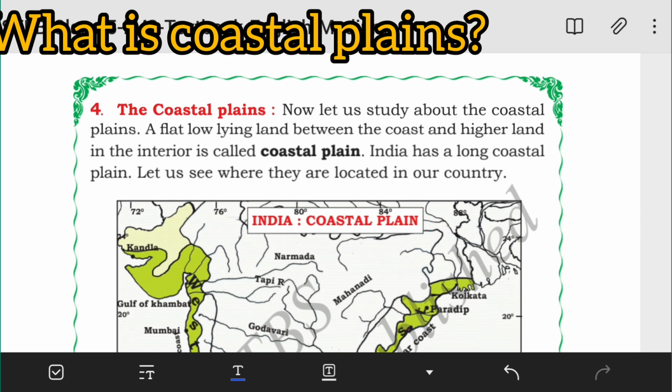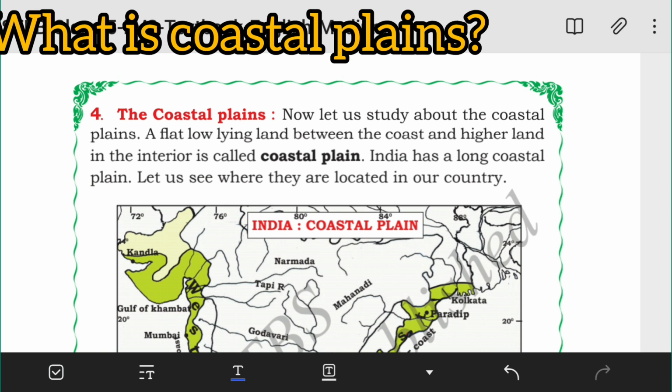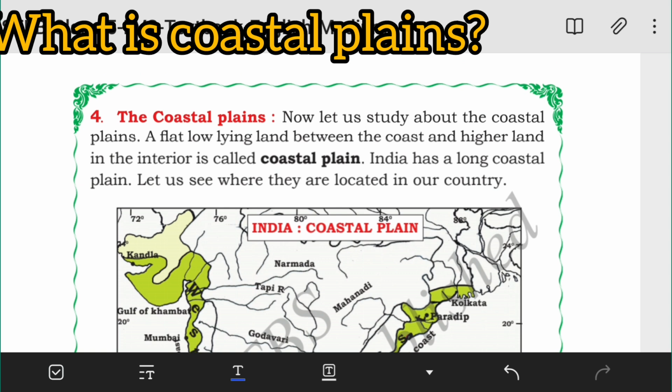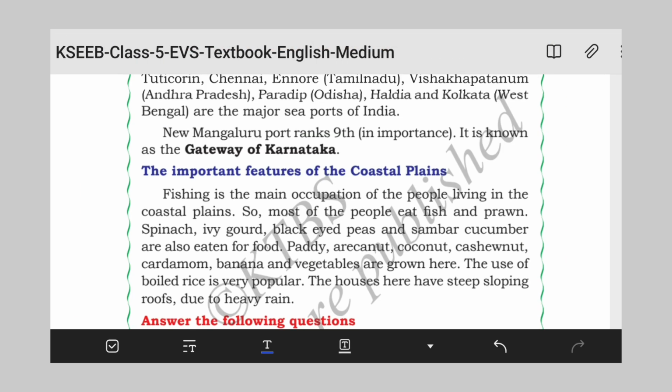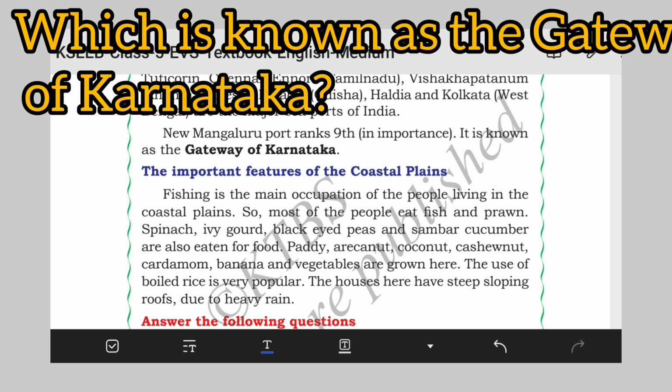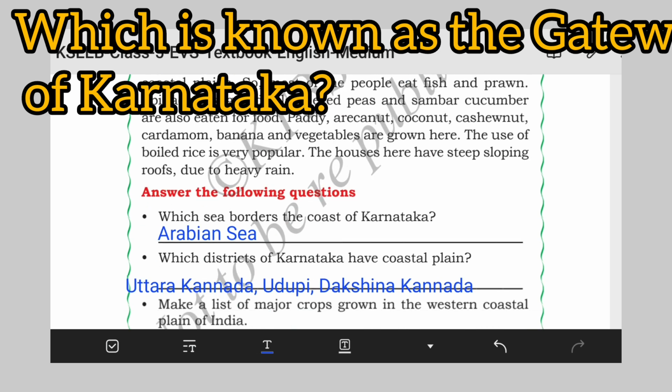Question is, what is coastal plains? A flat, low-lying land between the coast and higher land in the interior is called coastal plain, which is known as the gateway of Karnataka. That is New Mangalore. New Mangalore is known as the gateway of Karnataka.